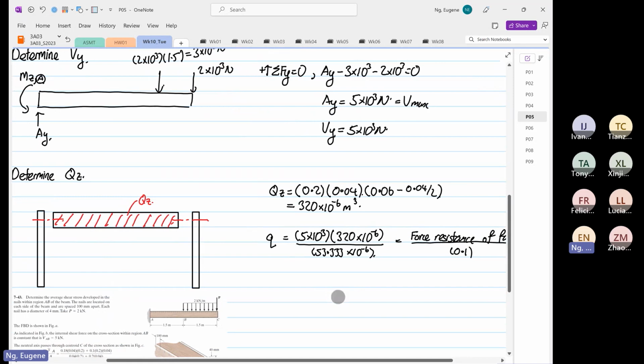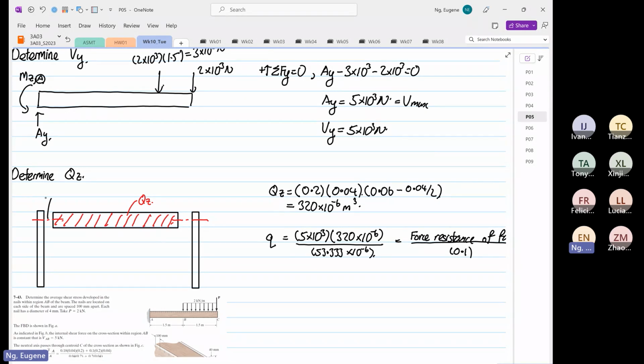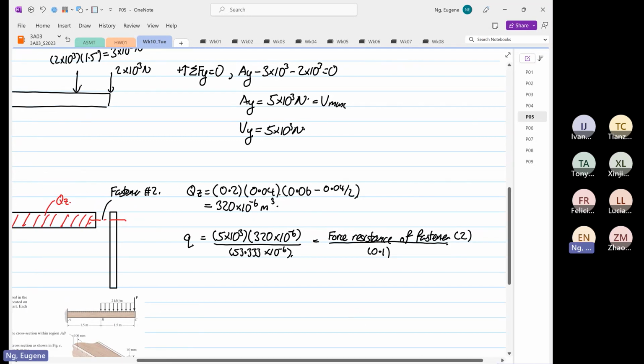Why we have to multiply by 2? Because if you look at QZ where shaded in red, over here is fastener number 1, over here is fastener number 2. Okay, so that's why you have to multiply by 2. So for simplicity's sake, I'm just going to call it force resistance.